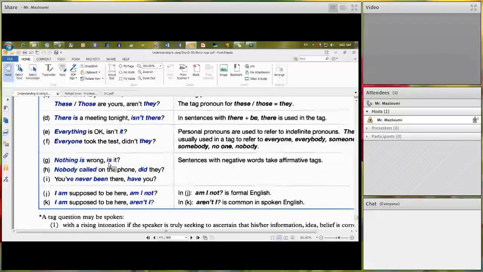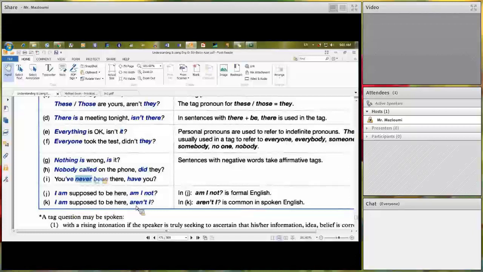Everyone took the test, didn't they? So everyone becomes they. Nothing is wrong. Everyone, nothing is negative. So nothing is wrong, is it? Or nobody called on the phone, did they? Nobody becomes they. You've never been there. You see, never is negative, so you've never been there, have you?